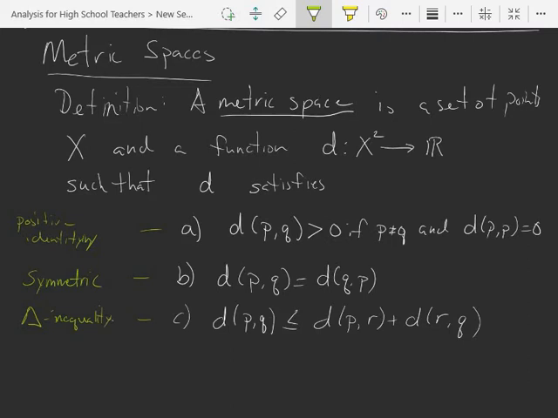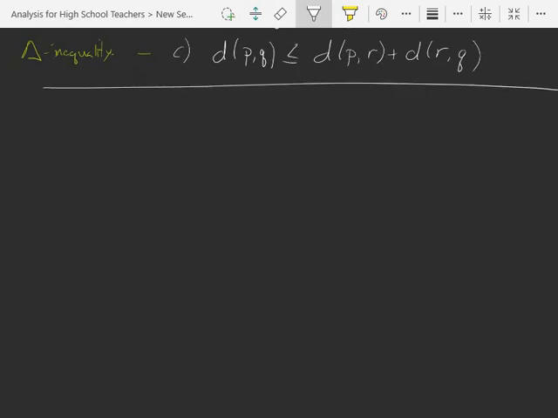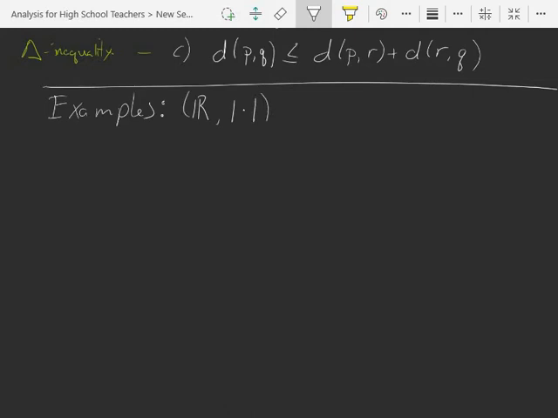Okay, so now that we have our definition for a metric space, or what it should mean for us to measure something, let's come up with some examples here. Our first example is just going to be the real numbers. And the metric is going to be the absolute value. So, reals with absolute value.